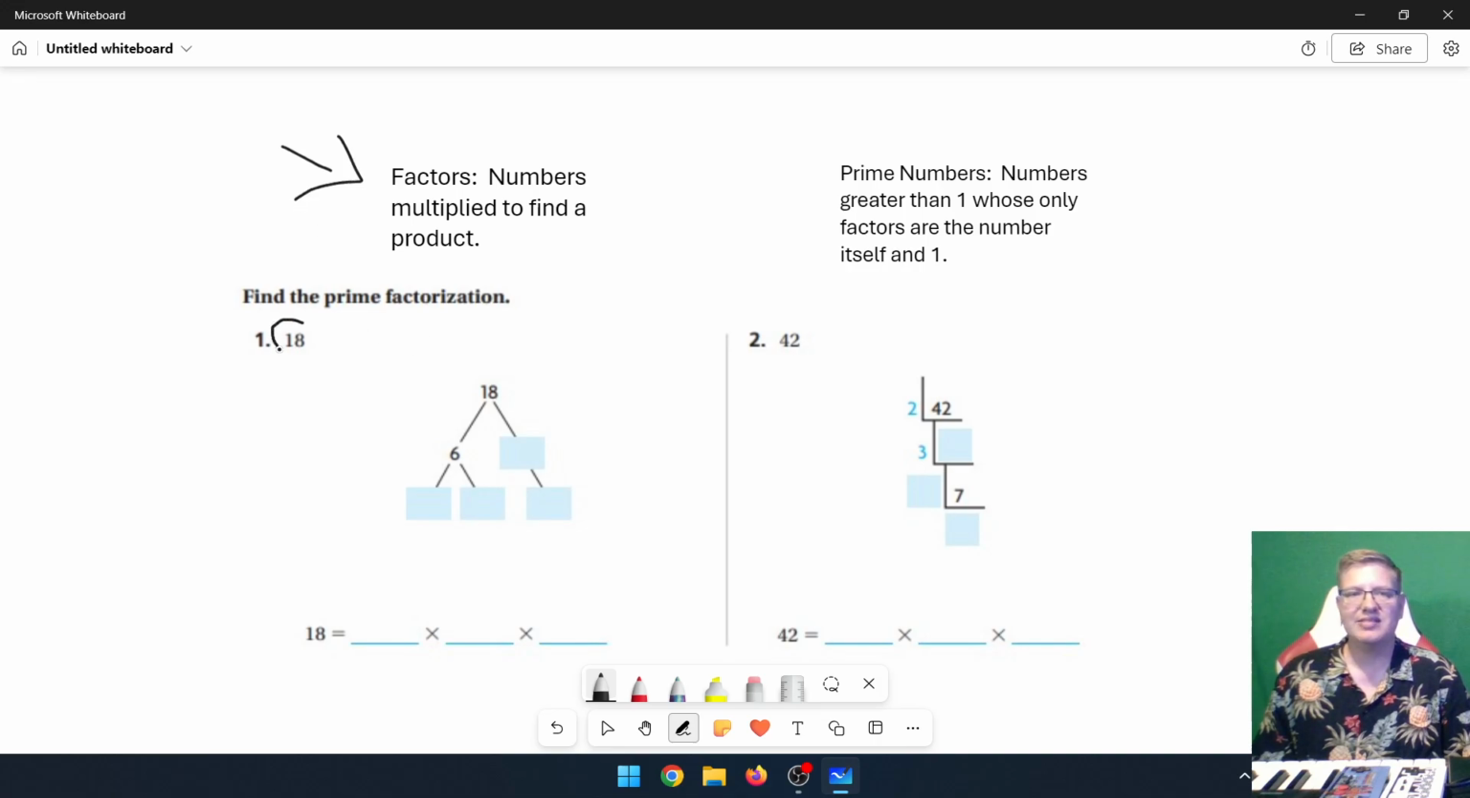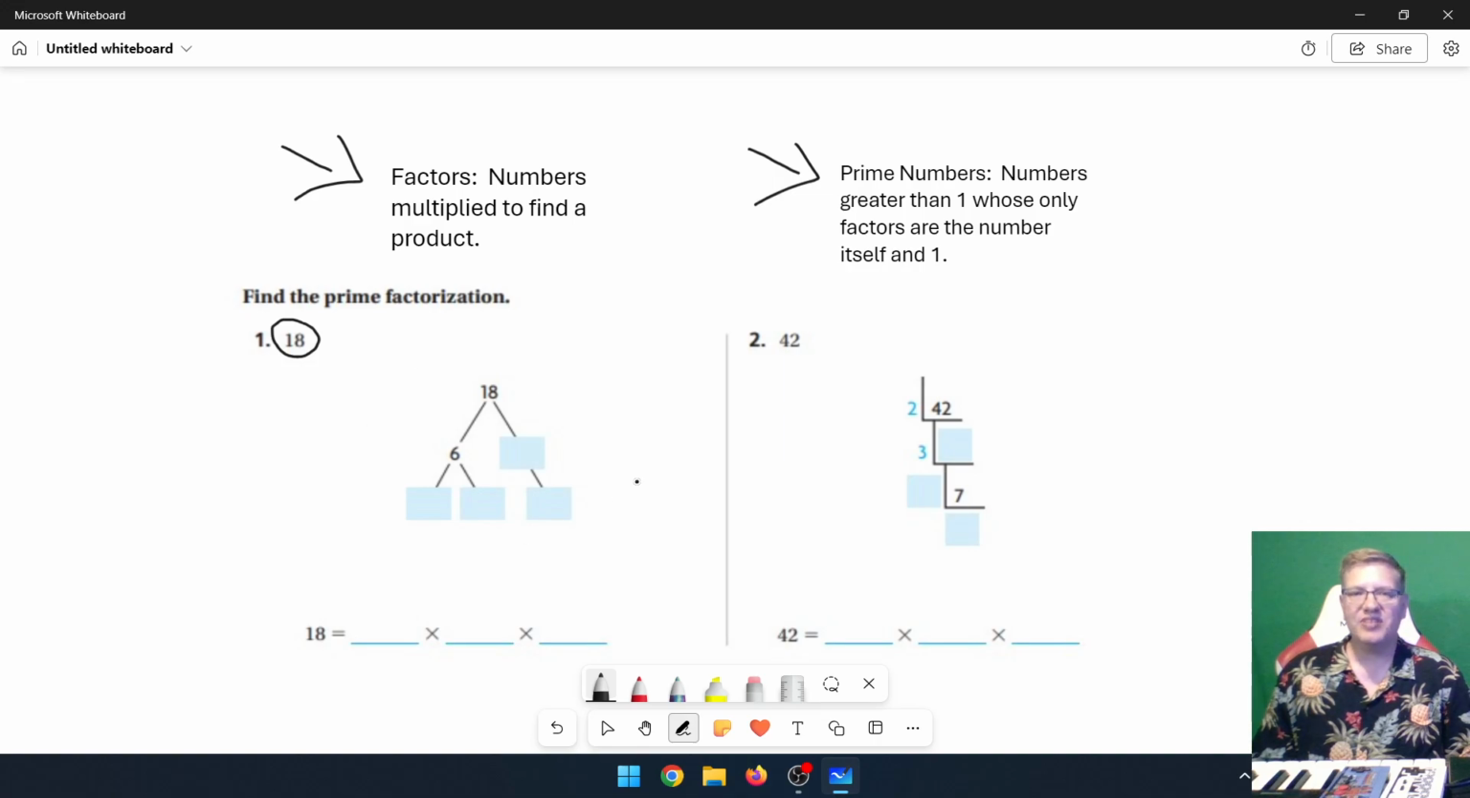So for instance, this larger number here is going to be a product. We're going to try to find the numbers that we can multiply together to get there. But the other part of this, all of our factors need to be prime numbers. They must be numbers greater than 1, whose only factors are the number itself and 1.